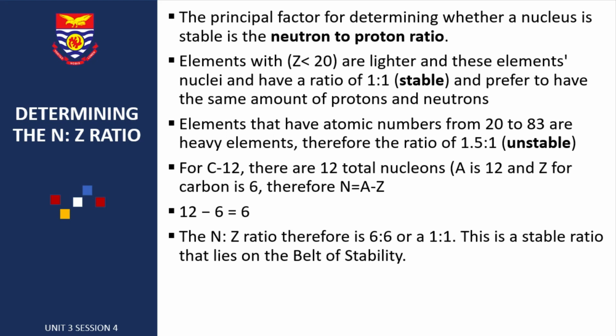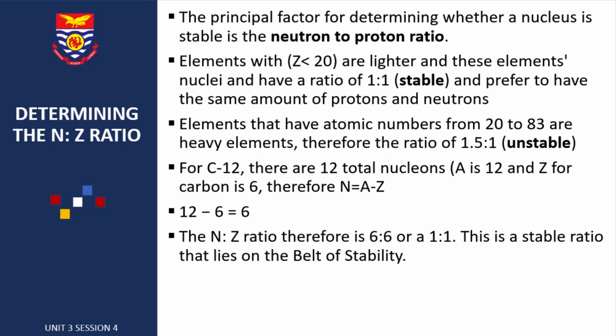However, elements with atomic number 20 to 83 are known as heavier elements, and their neutron to proton ratio is 1.5:1, which makes them less stable. Now, it means that the neutron is 1.5 as against 1, in terms of ratio. These values could be very huge, let's say 30 against 20. So 30 neutrons, 20 protons, and when you simplify, you break it down, you get 1.5 is to 1.